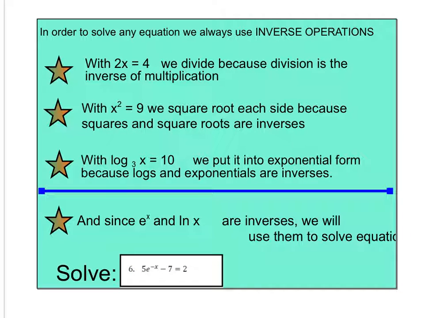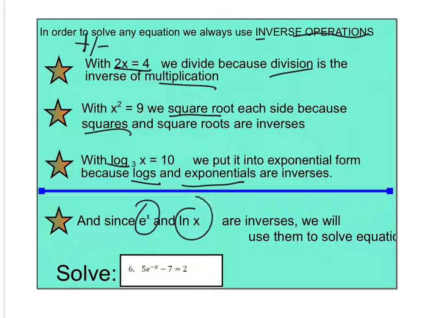So in order to solve, what we want to do is inverse operations. All right, so that's what we've been doing all the time to solve. Addition, subtraction, they're inverses. Division, multiplication, they're inverses. We do the opposite of what's there. We call that inverse operations. So we have square roots and we have squares. Logs and exponentials are inverses. E to the x and natural log of x are both inverses. So we can use those to solve.